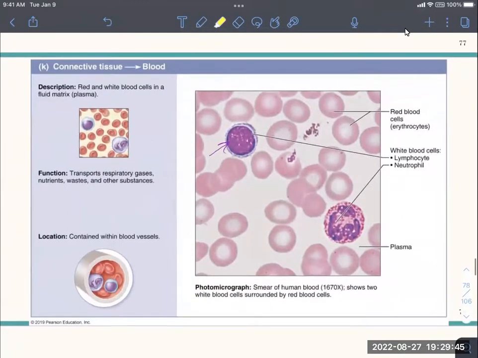So here's our blood. The red parts here are red blood cells. They do not have a nucleus, which is why the centers are more white or opaque, because there is no nucleus creating that darker center. We also have white blood cells. We don't need to learn the specific names for these white blood cells right now, but these white blood cells are also found in the plasma or the matrix of our connective tissue, blood.